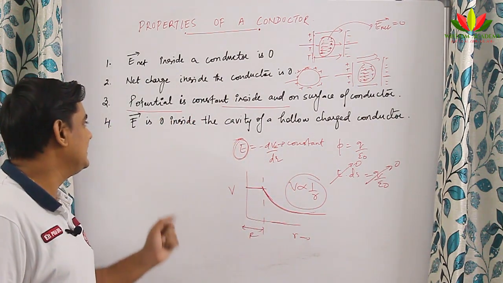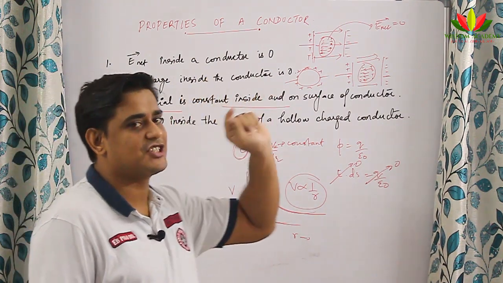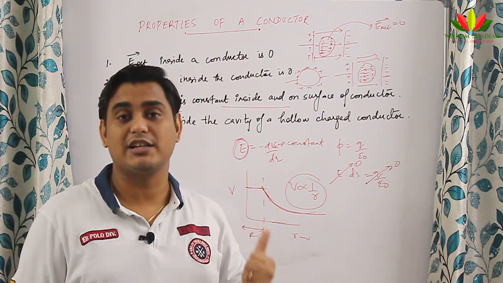Then the fourth property is that the electric field is zero inside the cavity of a hollow charged conductor. A very important point, because this point has lots of applications in real life.